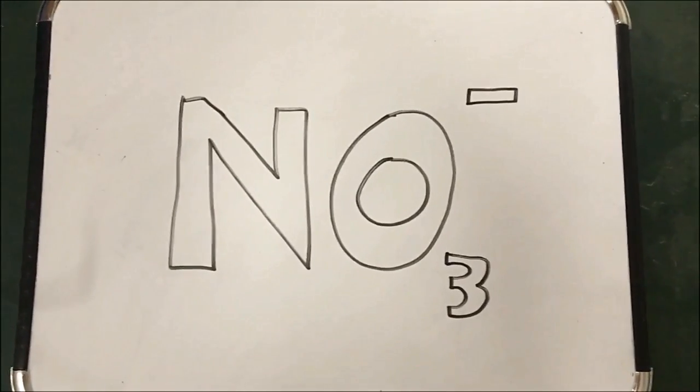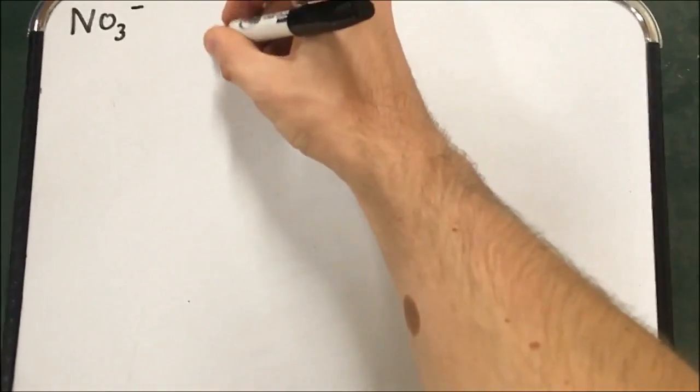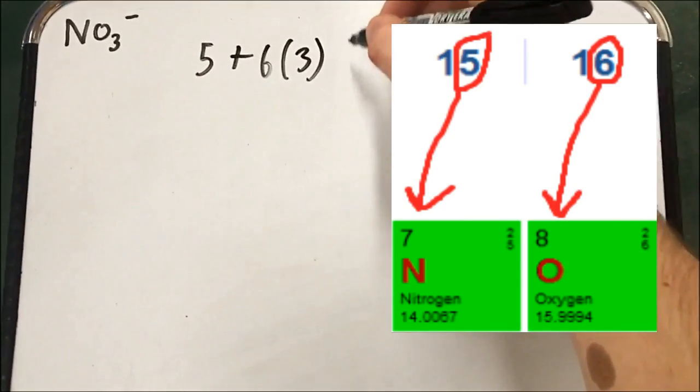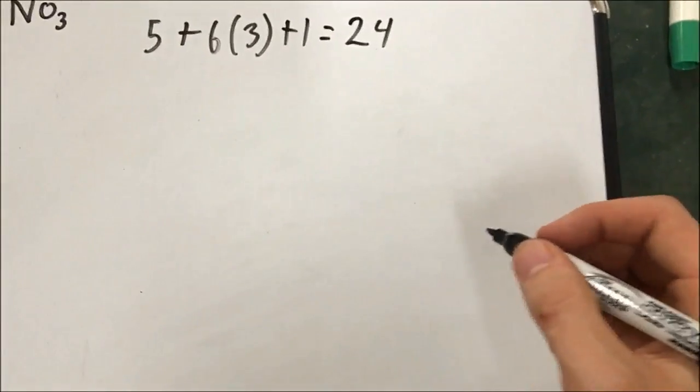For our example, let's draw out the nitrate ion, NO3 negative. First, let's figure out our total valence electrons. Looking at a periodic table, we see that nitrogen has 5, oxygen has 6, and we have 3 of them, and that negative sign counts for 1. Total of 24. So now let's draw out the basic skeleton.